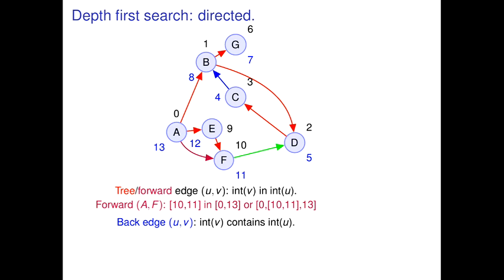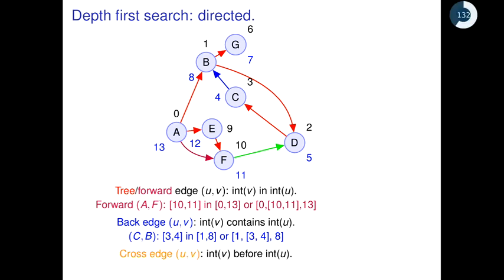Here's an example, CB. CB was on the stack for time period 3 to 4. It's in the time period 1 to 8. There's also this weird cross edge. Here, what you've done is you've explored this whole subtree over here. When A goes and explores B, it explores all these nodes over here.